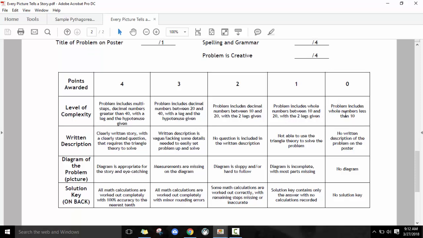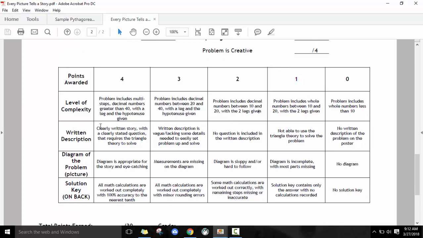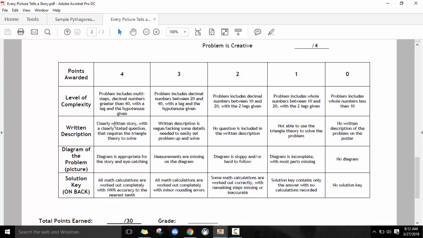A 0 is the numbers are all less than 10. So you're going to want to make sure that all your numbers are at least above 10. Then your written description needs to be a clearly written story with a clearly stated question that requires the triangle theory to solve. And then it just goes down from there. In order to see if your description is clear, you might want to write your problem out as a rough draft and then give it to your partner and see if they understand what you're asking.